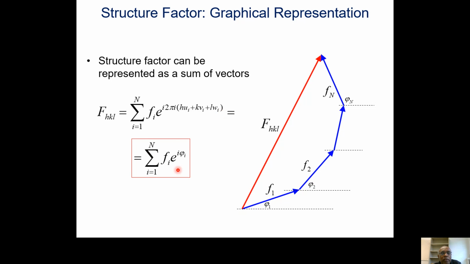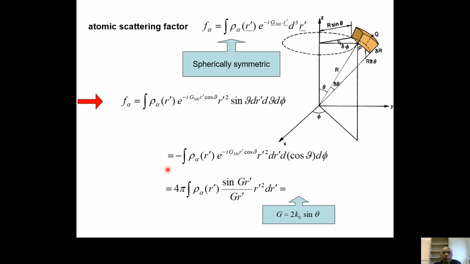Now, if you consider this one, you can think of it as from each atom in the basis, you need to add all these terms, right? This is coming from the first atom in the basis. This is coming from the second atom in the basis, like that. If you have n terms, F means actually the total, the vectorial sum of that F_hkl. So that you can write this way.